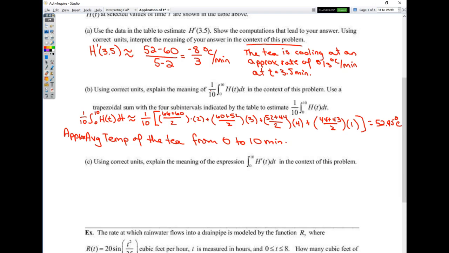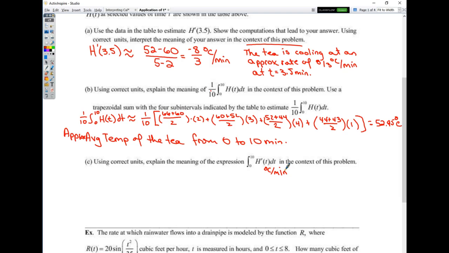Now, in this next problem, we're asked to, using correct units, explain the meaning of the expression integral from 0 to 10 of h prime of t dt in the context of the problem. So first off, I noticed that it's h prime of t. So it's not h, it's h prime. So h prime is degrees Celsius per minute. And if I integrate that, that will take me to degrees Celsius. Now, I know it's a temperature. But the question is what does the integral represent? Because it's between 2 points.